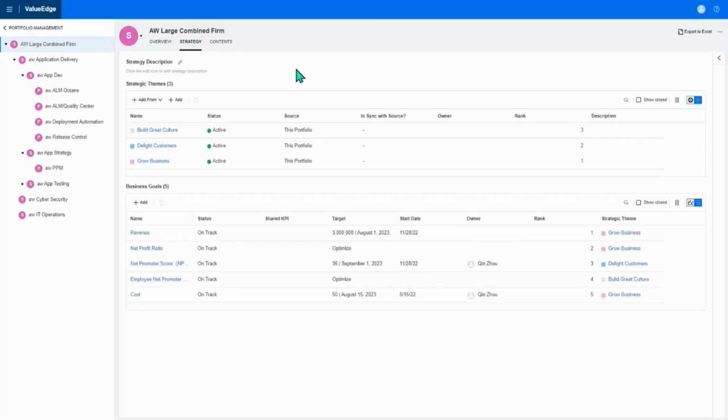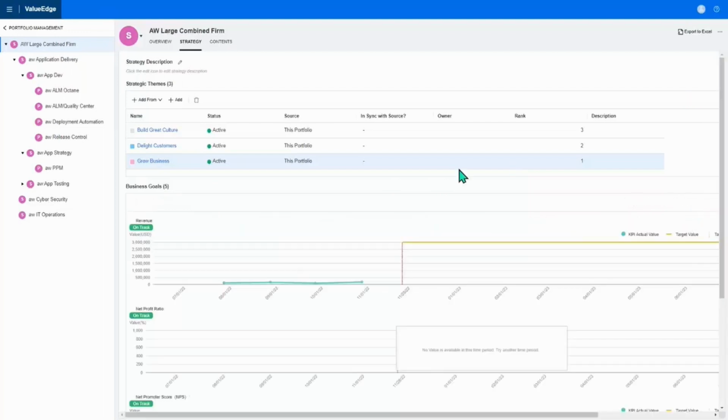This should look super familiar to those in the PPM space who have seen the strategy tab and the portfolio module before. You see both the section for strategic themes and the business goals that are related to those strategic themes. As I select grow business, for example, that'll highlight the 3 business goals and their associated KPIs, which show a trend chart to help with the clearly visible performance status.